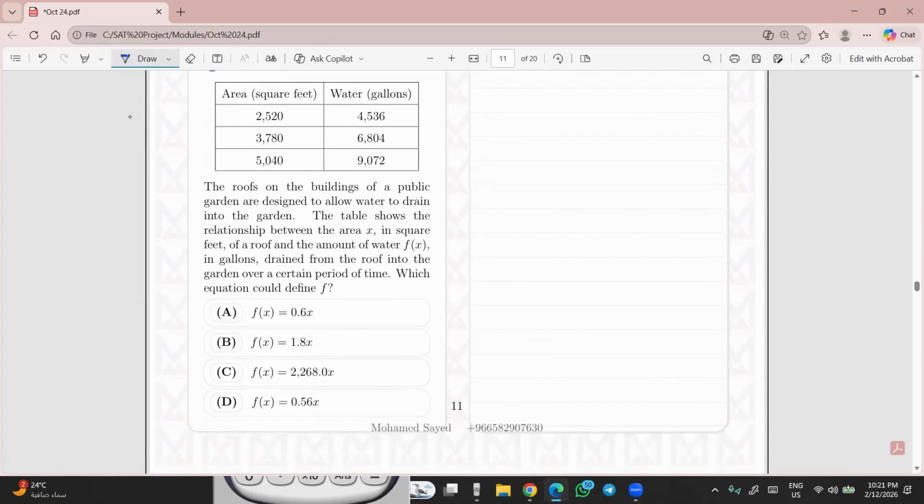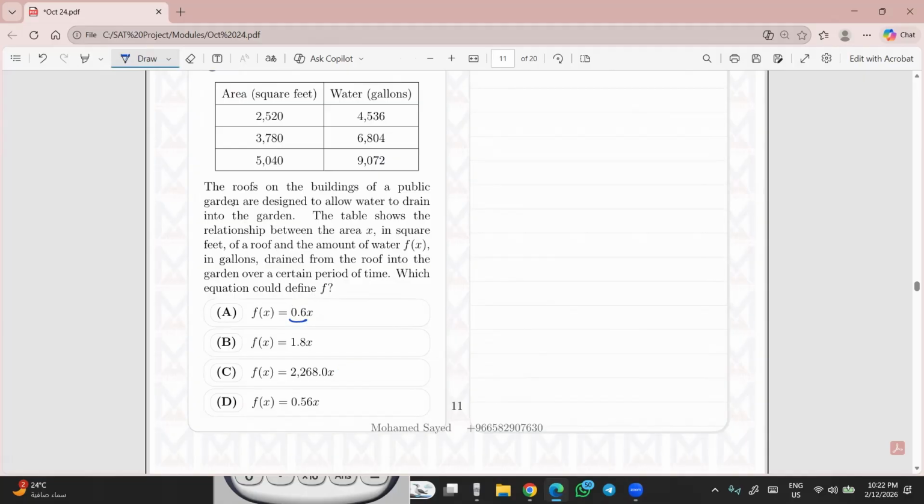Question number 2, we have a table, and we have linear functions, as you can see in the options. The roofs of the buildings of a public garden are designed to allow water to drain into the garden. The table shows the relationship between the area x in square feet of a roof and the amount of water f of x in gallons drained from the roof into the garden over a certain period of time. Which equation could define f? How can we get f here? The equation is written always as y is equal to mx plus b, like this. But mx plus 0, because b here is equal to 0. We don't have b for all of the options.